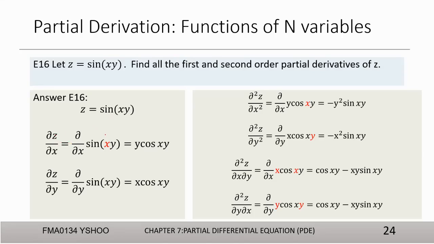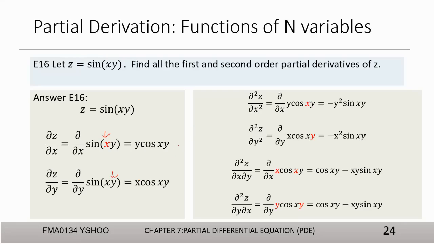As usual, we need to identify where our x is and where our y is, and the rest is kept as constant. Since x is here, the y is a constant. Differentiating sine actually gives cosine, so cosine xy, copy back, and then differentiate x, which gives y. When y is a constant, you just keep your y outside, and this one keeps x outside.